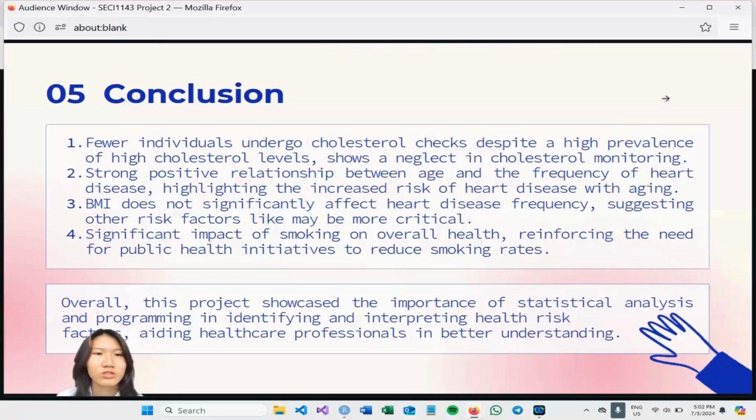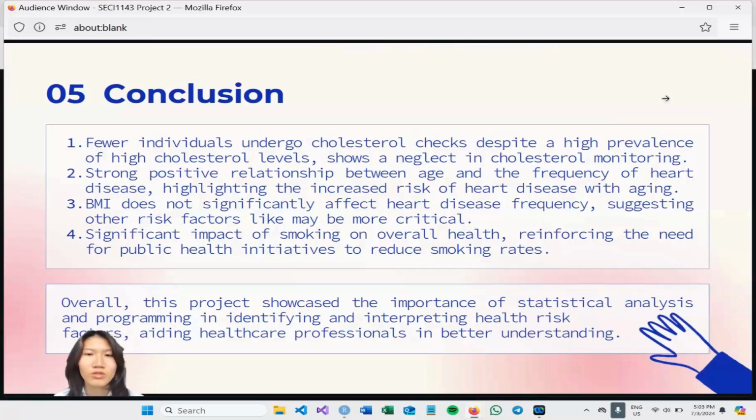While for the third analysis, we can conclude that BMI does not significantly affect heart disease frequency, suggesting that other risk factors may be more critical. This one does not imply that people with, for example, an overweight or obese BMI are not prone to heart disease or related health condition issues. But this one is aimed to convey the message that even if you might have a normal BMI, you're equally prone to getting a heart disease or any other health condition issues.